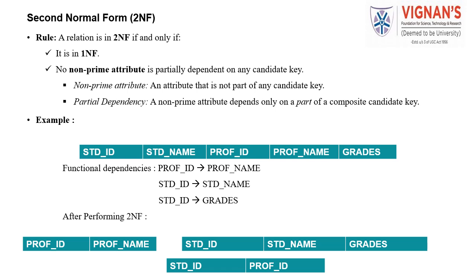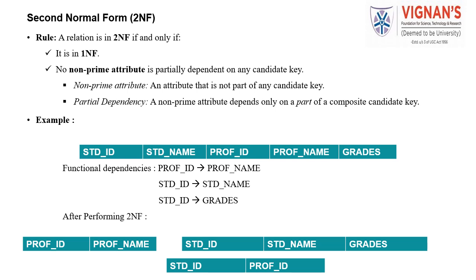Let us consider the given table with attributes: student ID, student name, professor ID, professor name, grades. Here, the composite candidate key is student ID and professor ID. The functional dependencies are: professor ID determines professor name, student ID determines student name, and student ID determines grades.